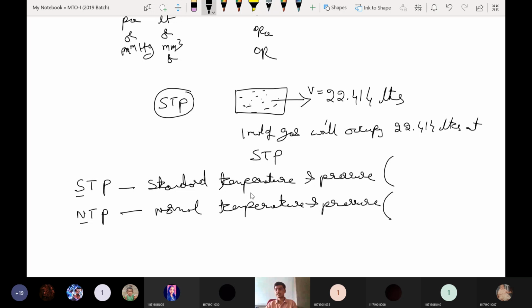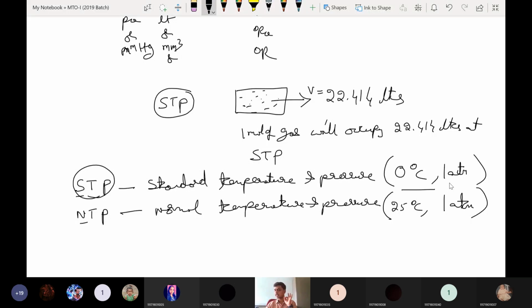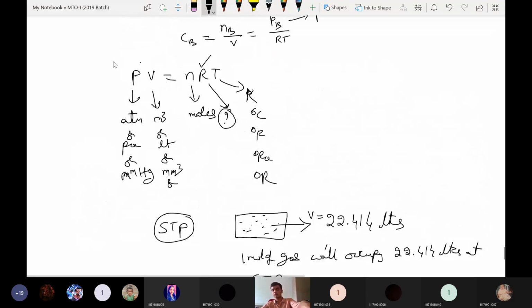Standard temperature is 0 degrees centigrade, and standard pressure is 1 atmosphere. Normal temperature and pressure is our room temperature, 25 degrees centigrade, and normal pressure is 1 atmospheric pressure. So these are the STP and NTP conditions. At STP, any gas will occupy 22.414 liters, that is at 0 degrees centigrade and 1 atmosphere. So this fact, we can substitute in this equation.